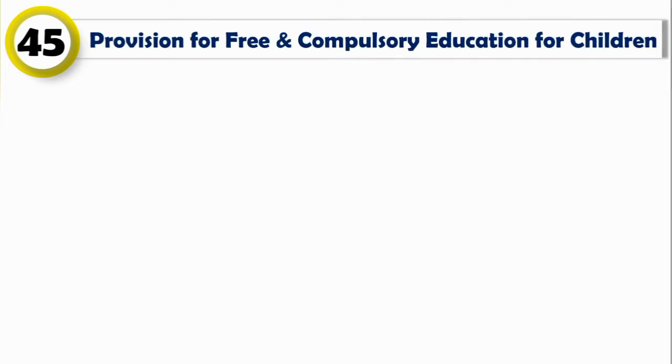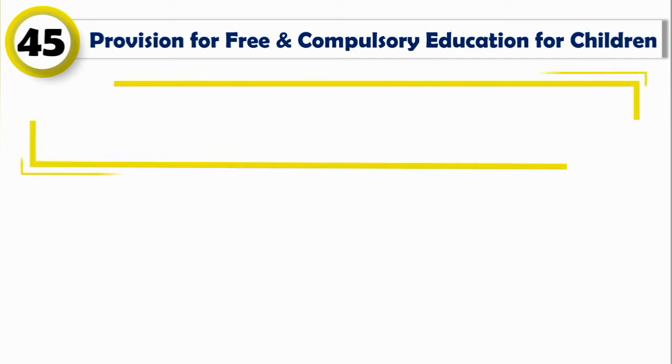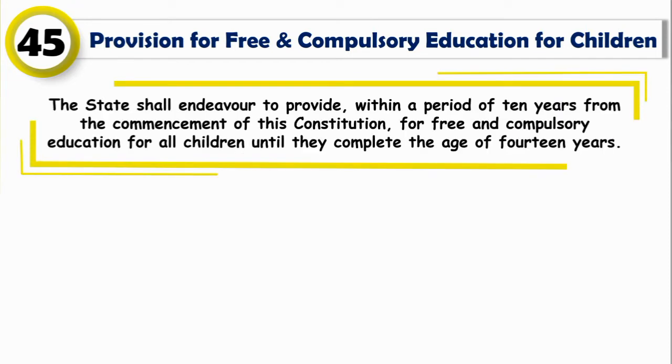Article 45 talks about provision for free and compulsory education for children. It used to say, the state shall endeavour to provide within a period of 10 years from the commencement of this constitution free and compulsory education for all children until they complete the age of 14 years.